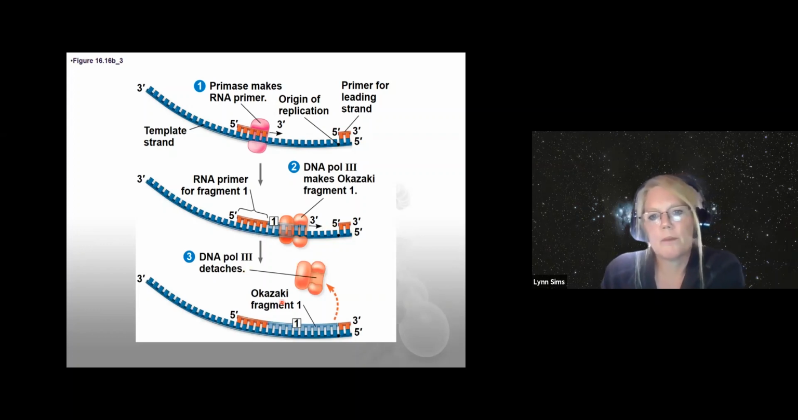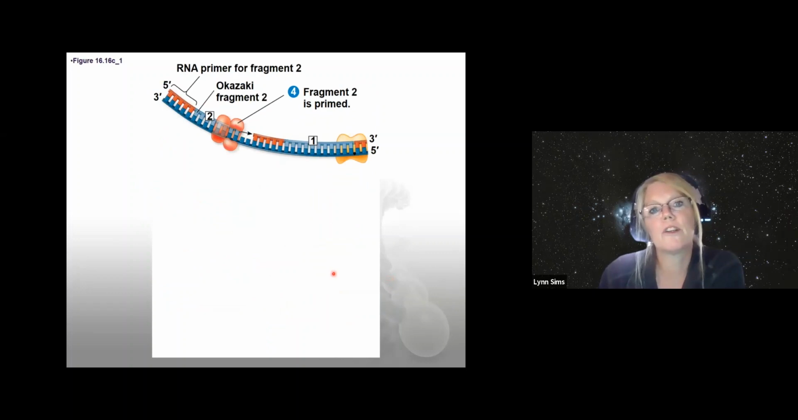Now, DNA polymerase 3 is going to detach once it reaches that RNA primer. So this RNA primer is basically either the fragment ahead of it, or it could be whatever synthesis was starting on the leading strand going in the opposite direction. All right, so Okazaki fragment number 1 has been synthesized.